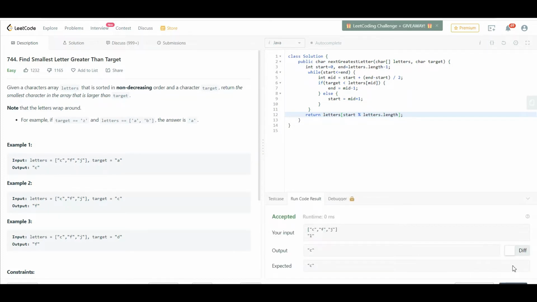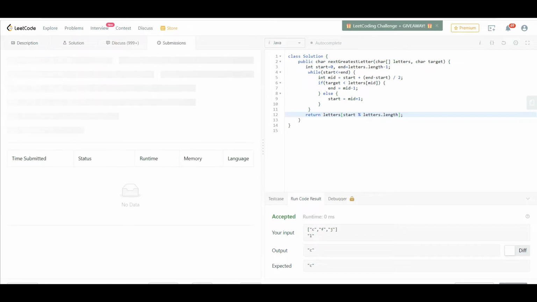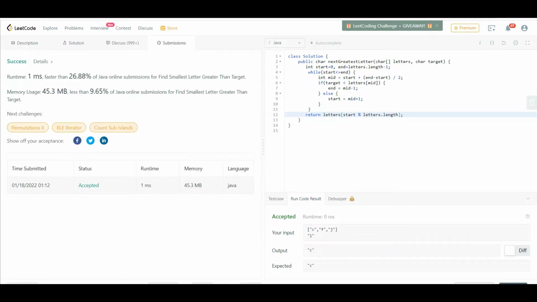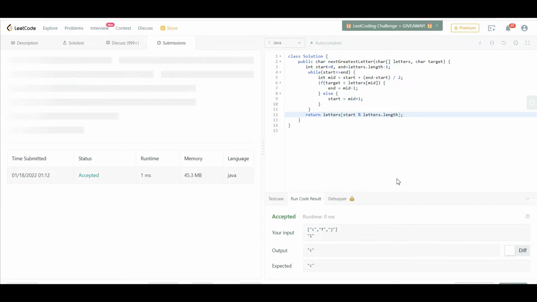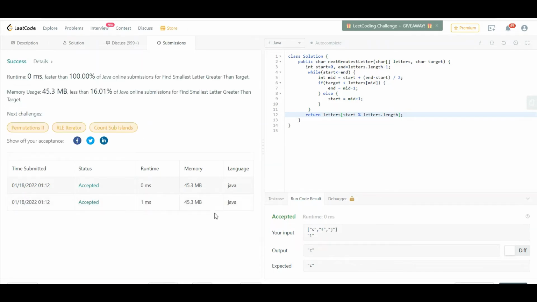So let me submit the code to check its optimality. It did work, though I don't think it uses much memory, and it is not very fast, though we use binary search. Let me submit it again to check if it is stable or not. Now it's showing 100% faster, but it uses memory. We use some pointers, I think, so that is the only memory we use.